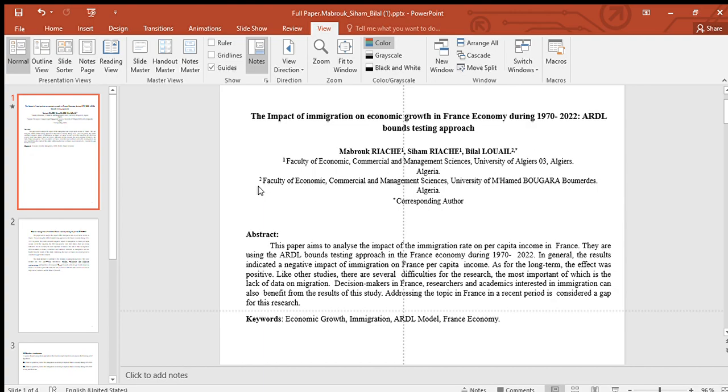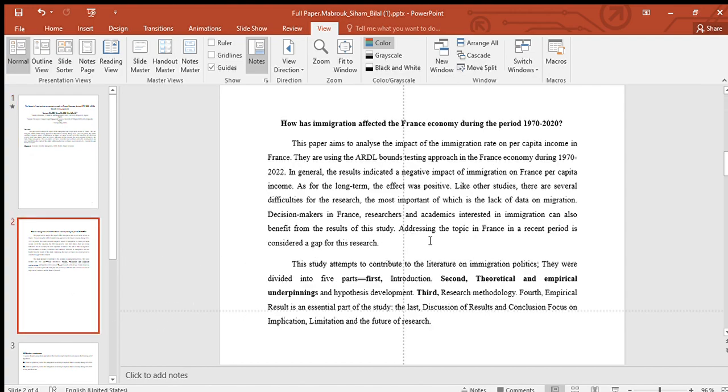Decision makers in France and researchers and academics interested in immigration can also benefit from the results of this study. Addressing the topic in France in the recent period is considered a gap in this research. So, this paper has a problematic: how has immigration affected the French economy during the study period? And the study attempts to contribute to the literature on immigration policy.